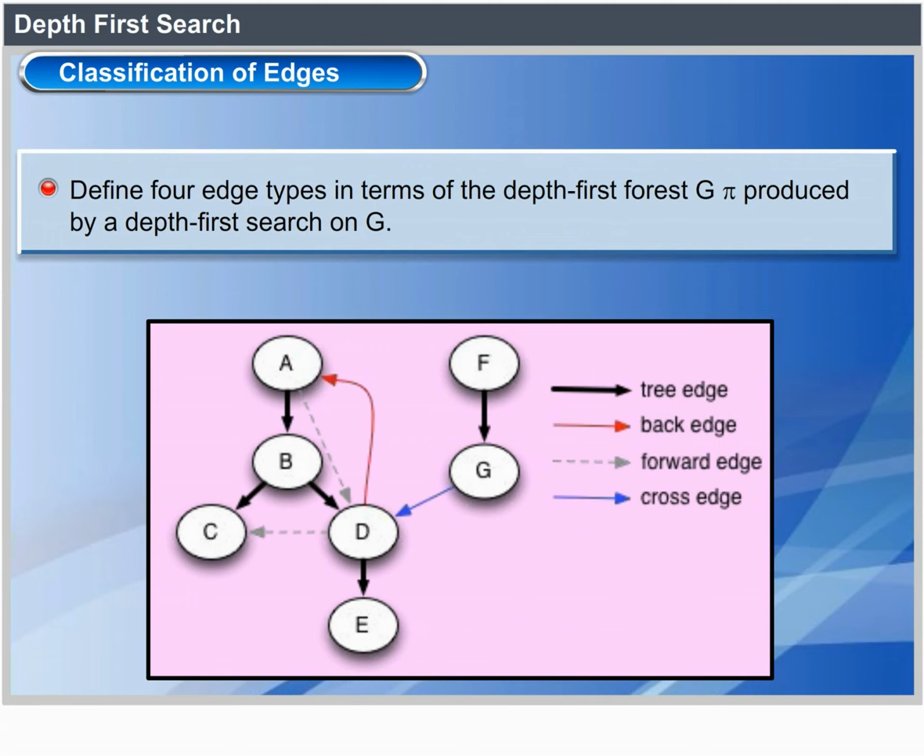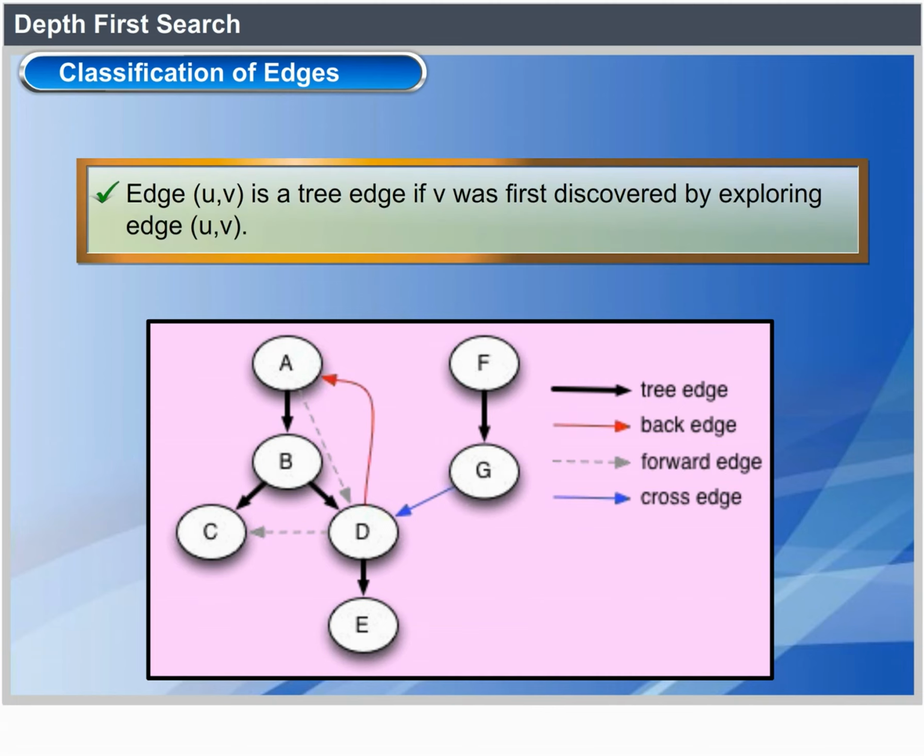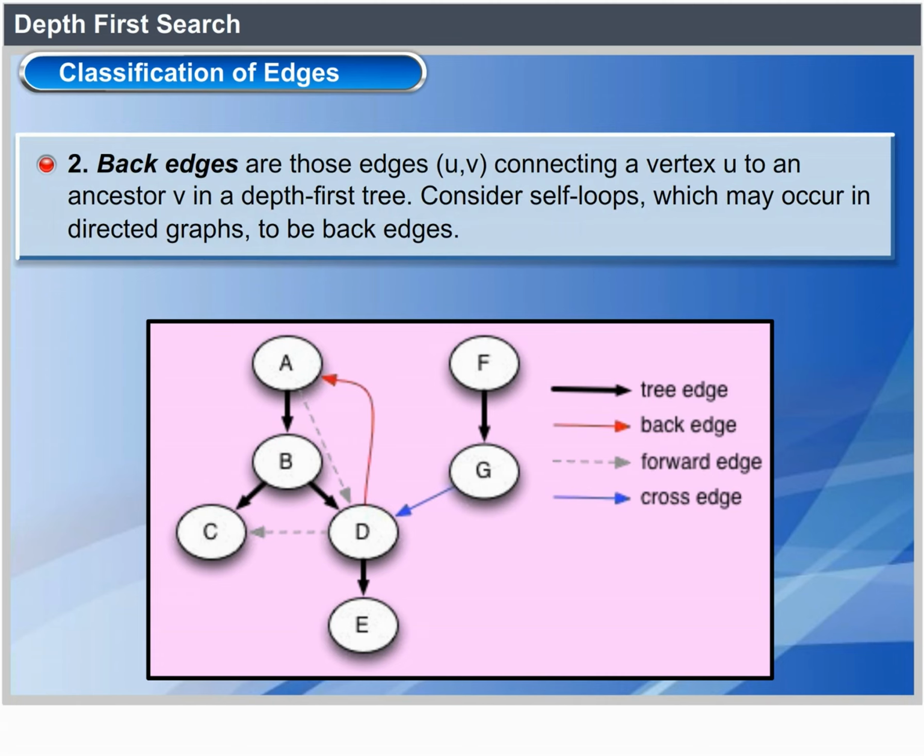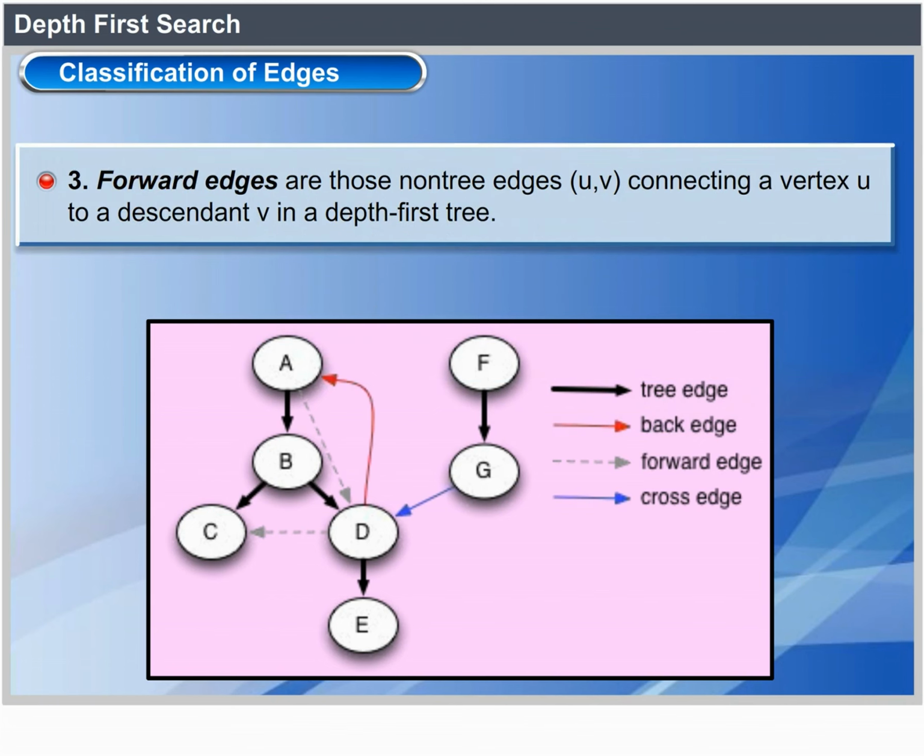Tree edges are edges in the depth-first forest G pi. Edge U, V is a tree edge if V was first discovered by exploring edge U, V. Back edges are those edges U, V connecting a vertex U to an ancestor V in a depth-first tree. Consider self-loops, which may occur in directed graphs, to be back edges. Forward edges are those non-tree edges U, V connecting a vertex U to a descendant V in a depth-first tree. Cross edges are all other edges.